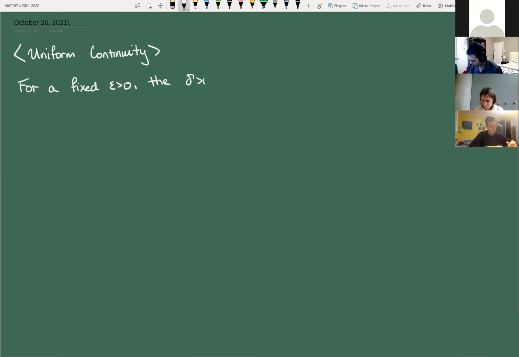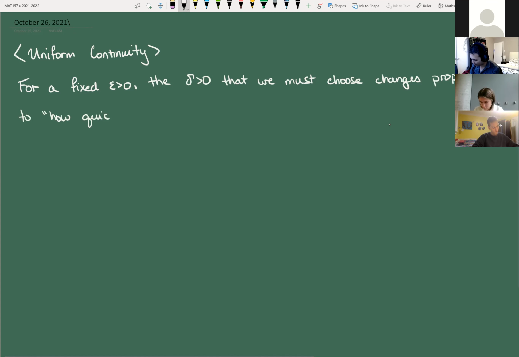The delta that we must choose changes proportionally to how quickly the function is growing. And I'm going to throw that in brackets because we don't actually have a nice way of defining that. But if you look at the graph of a function, you've got some sort of rough idea about what it means for a function to grow. So, to how quickly the function is growing.